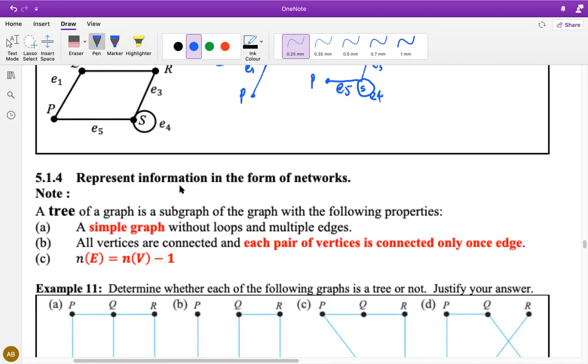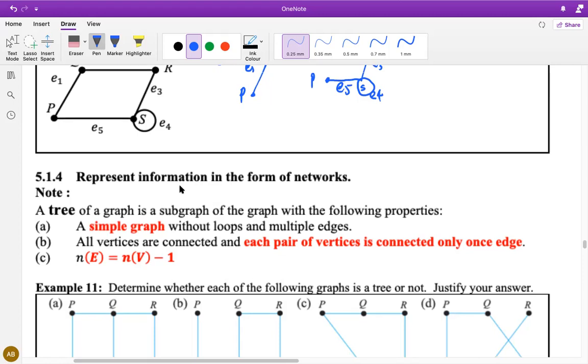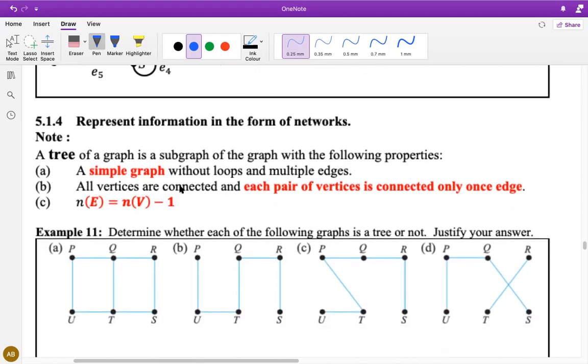Right, tree. So tree will be very technical. So you have to follow three very important notes here. 1, 2, 3. It is a simple graph. The first condition must be a simple graph. You see a loop, that is not a tree, right? All vertices are connected, and each pair is connected only with one edge.